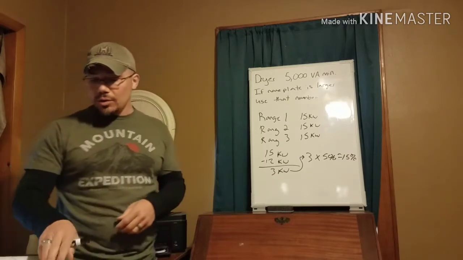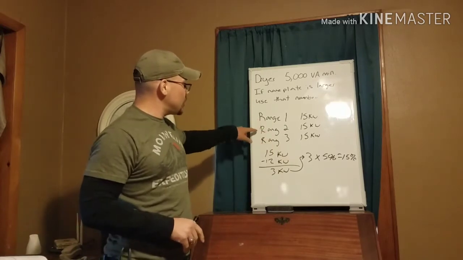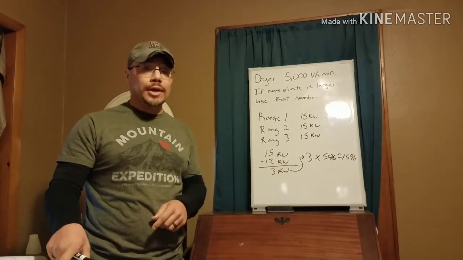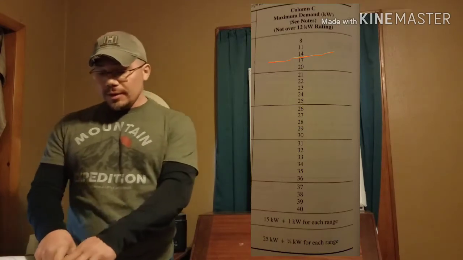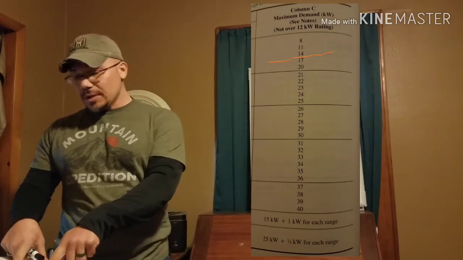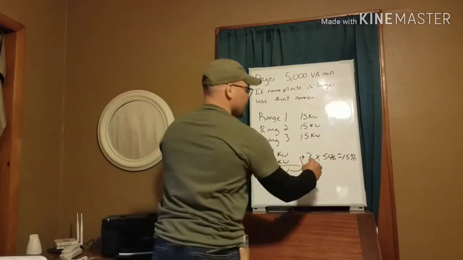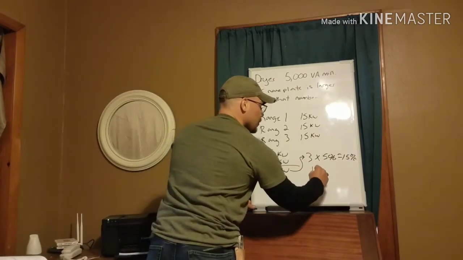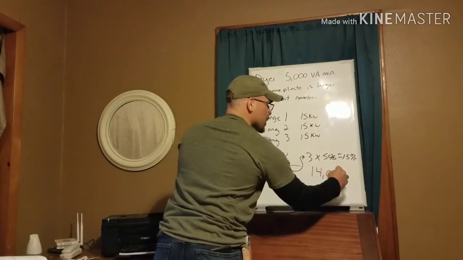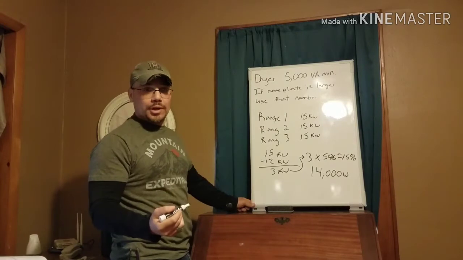So how do we find out where in column C we are? Well, we have 3 ranges. So on number of appliances, we're down to 3. Follow that all the way across, and our demand factor is going to be 14 kilowatt. I'm going to say 14,000 watts, right? Which is the same as 14 kilowatt.